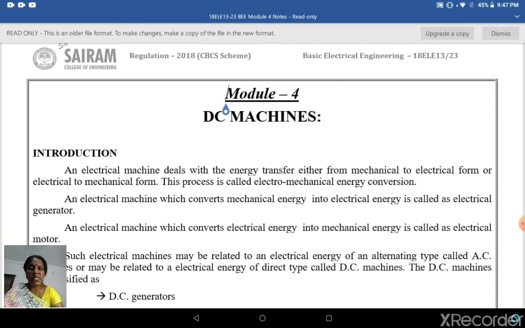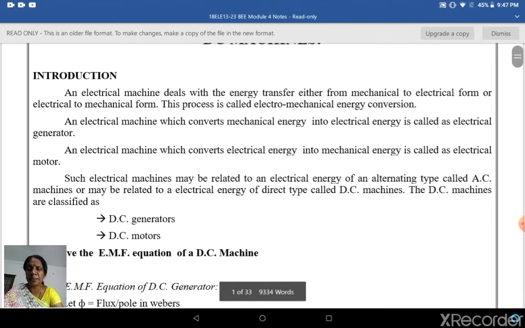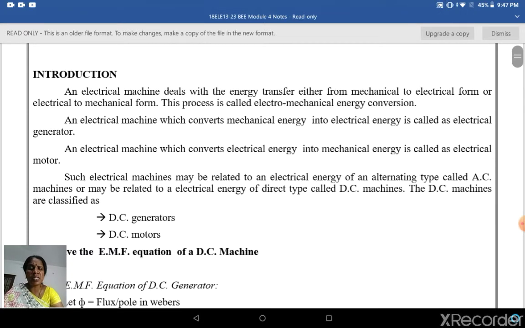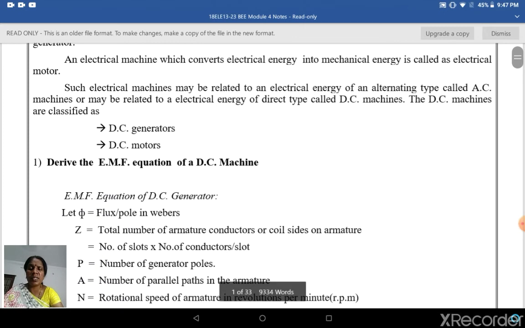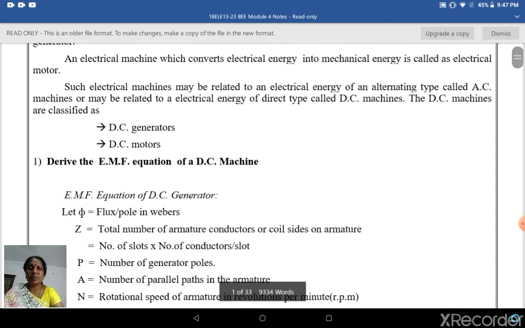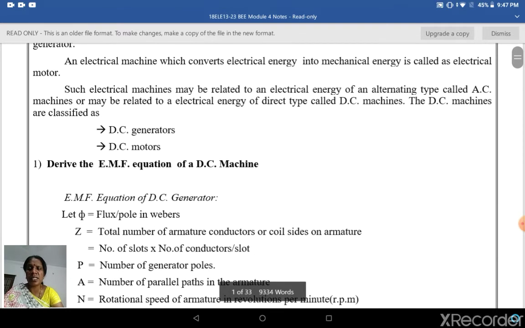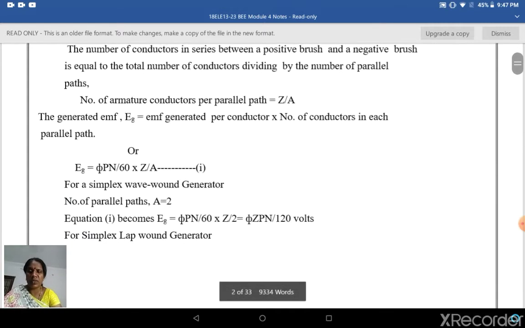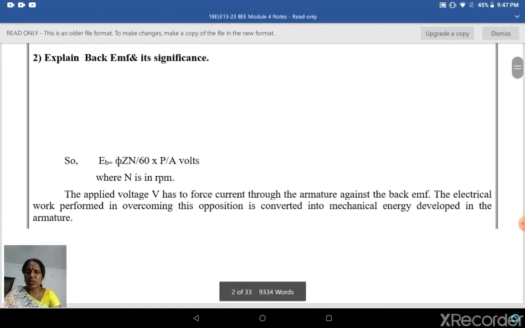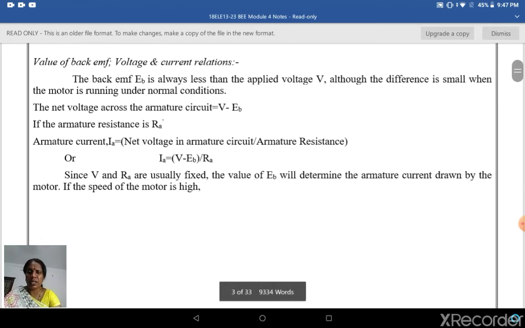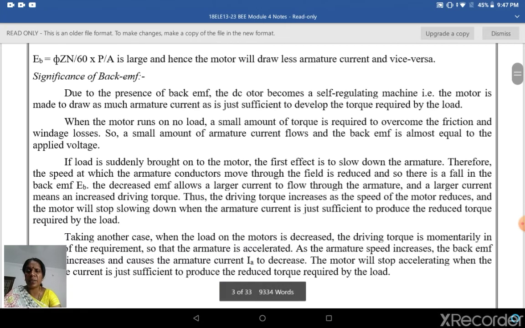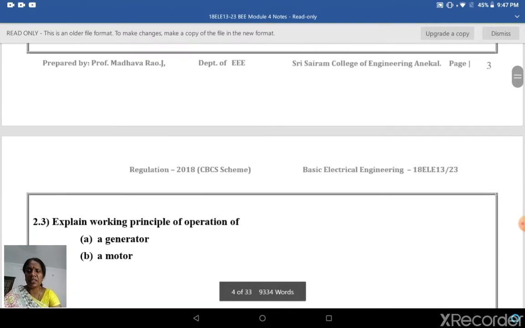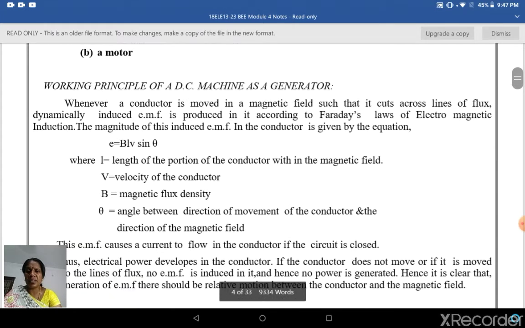An electrical machine which converts mechanical energy into electrical energy is called an electrical generator. An electrical machine which converts electrical energy into mechanical energy is an electrical motor. That's what we are going to see. A DC machine can be classified as a DC generator and a DC motor based on which energy is getting converted to which energy. Construction wise, whether it is a generator or a motor, the construction is the same.